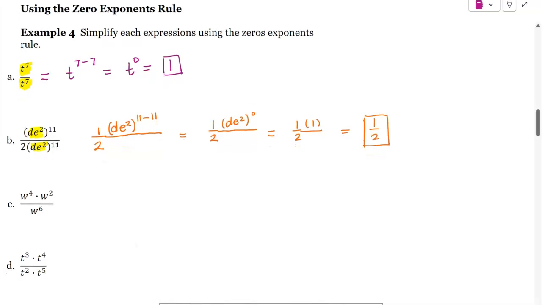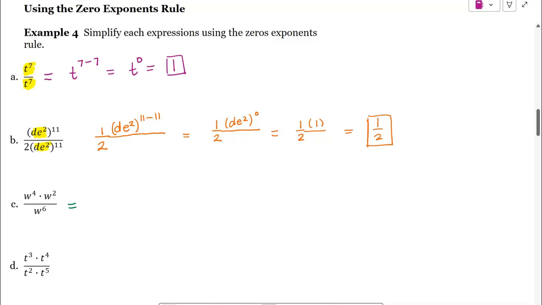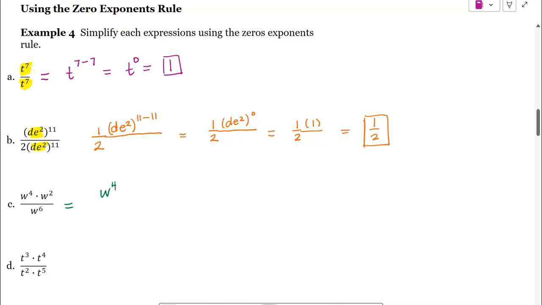Looking at example C, I'm going to do a little bit of math before I think about the zero exponent rule. In the numerator, we've got the same base, so we can add the 4 plus the 2, which will give us w to the 6th over w to the 6th. Like we saw in example A, we have the exact same thing in the numerator and the denominator. We're expecting the answer to be 1, but let's show that using the zero exponents rule. This is w to the 6 minus 6, or w to the 0 power, which is equal to 1 like we expected.